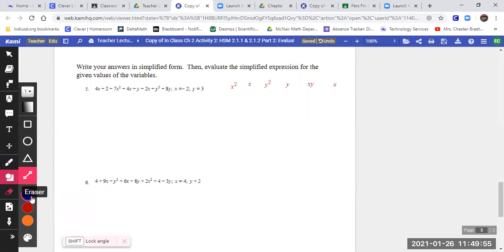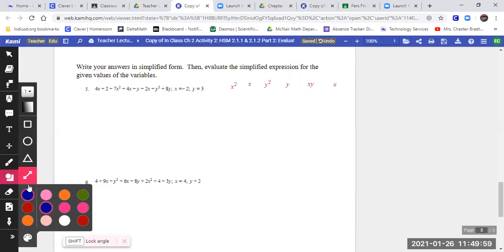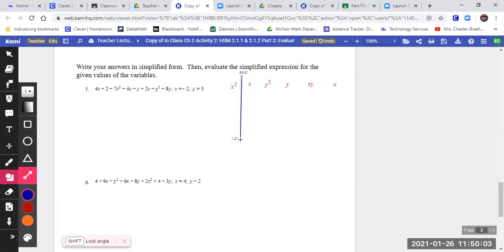Put my lines between, not my eraser, my lines. Okay. Lines, lines. We're making the table.